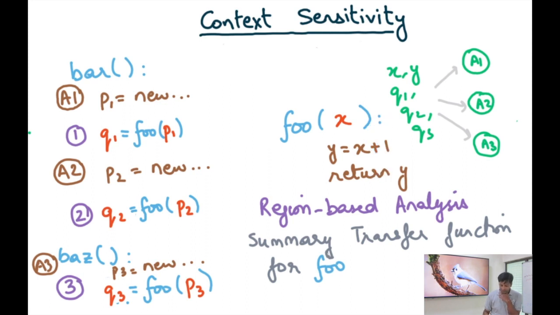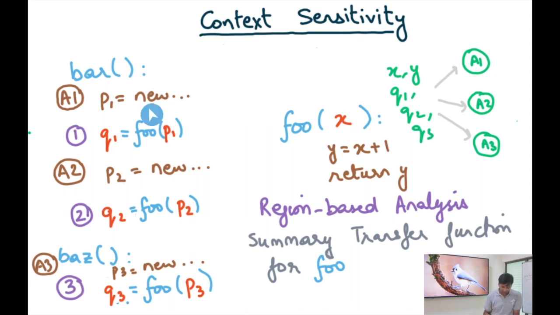Well, in this example, the summary transfer function should just say that whatever x was pointing to, so x could have any arbitrary points-to set, then y would have the same points-to set, because it's just a copy. This plus 1 is just being treated as a copy here. And so y is just going to have the same points-to set as x.